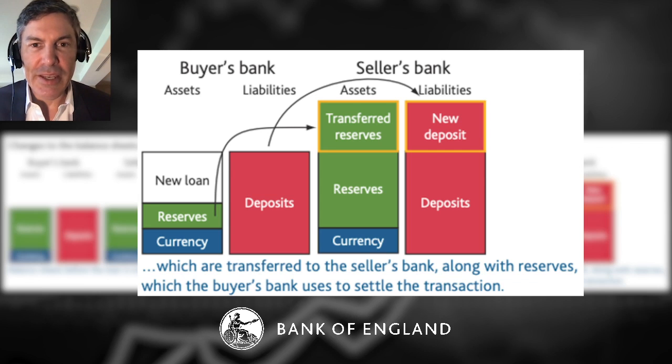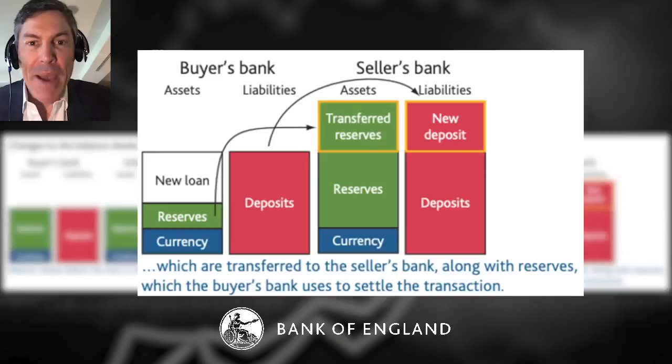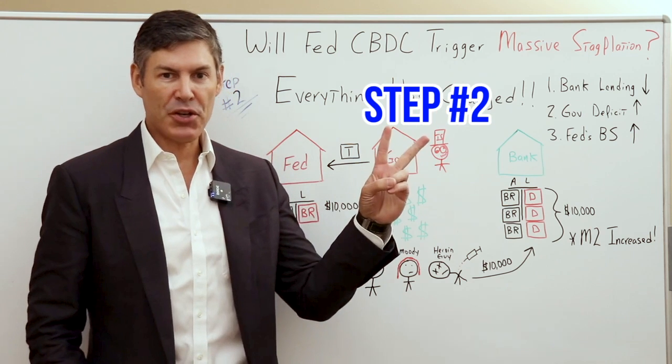So we like to think that the central banks are central to creating dollars, but they're not. What we've proven here and what we've shown is that Jerome Powell is not in control of the dollar. Jamie Dimon and the banksters are in control of the United States dollar and the amount of dollars that are in the system. Step number 2.